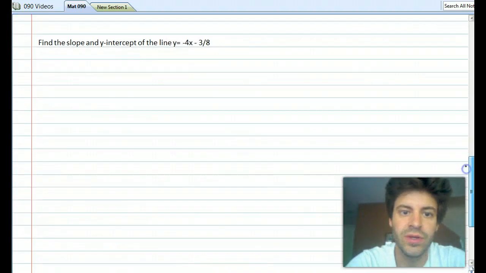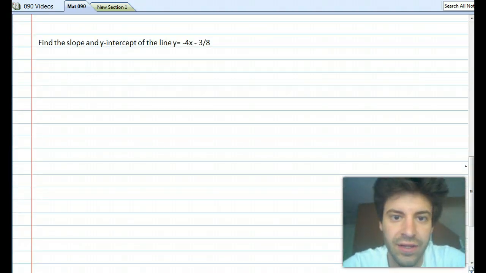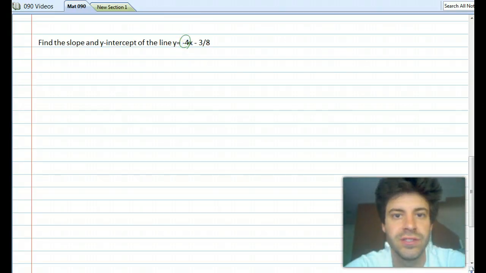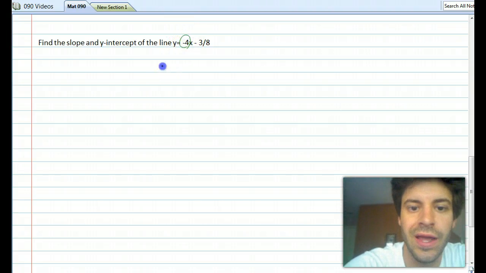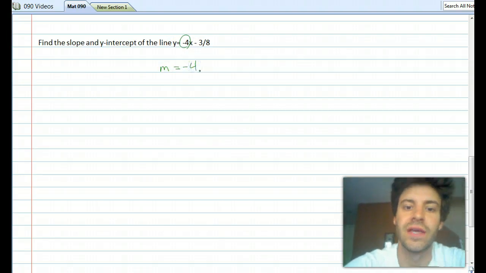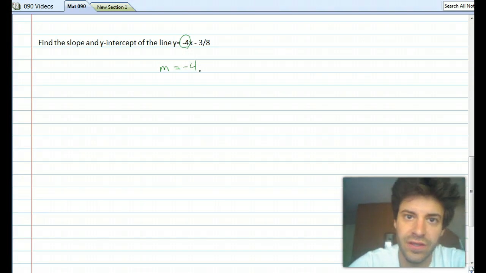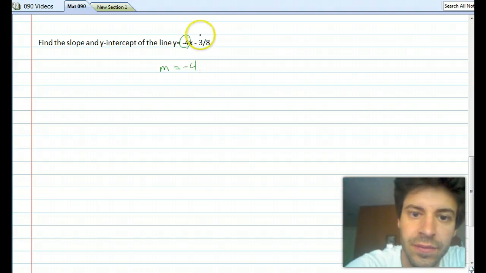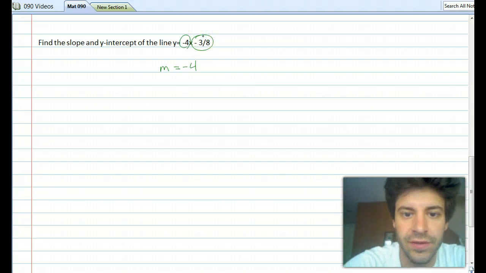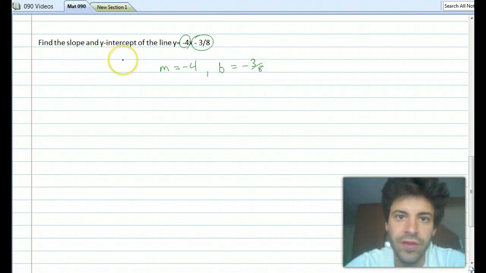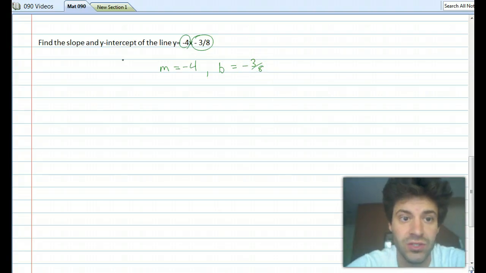Let's find the slope and the y-intercept of the line y = -4x - 3/8. All we have to do is recognize that the number in front of the x is always going to be our slope. So our m value in this case is -4, that's our slope. And whatever comes after the mx term is just your b value. Your b value is, in this case, it's got a negative sign on it. It's -3/8.